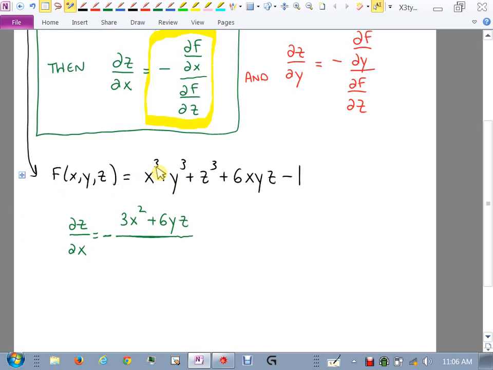Derivative of x cubed is 0, right? Y cubed, 0. Derivative of z cubed, 3z squared. And then plus, the last piece here, 6xy. That's it. We're done.